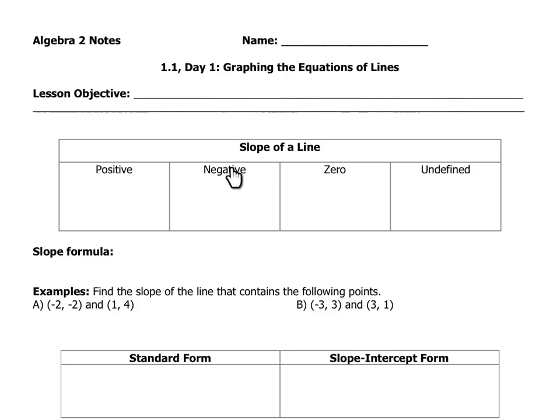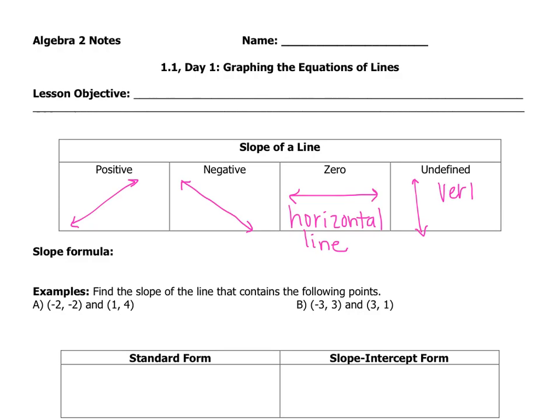Remember, this is kind of like the steepness of a line. A positive slope rises up left to right. This is a positive slope. A negative slope falls left to right. A slope of 0 is the type of slope that a horizontal line has. And then an undefined slope is the type of slope that a vertical line has.